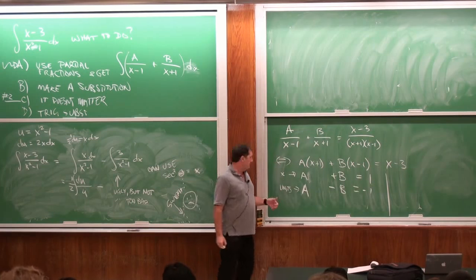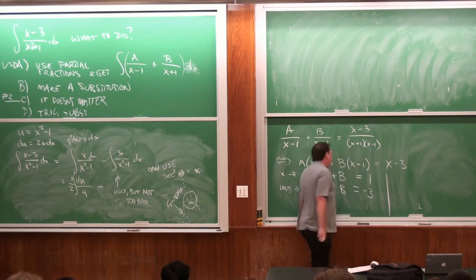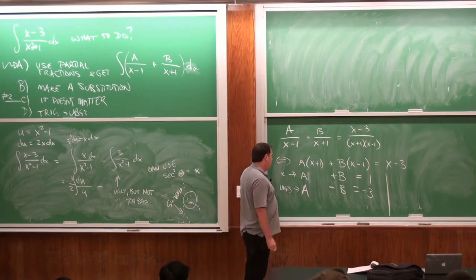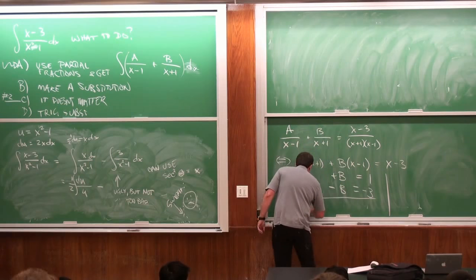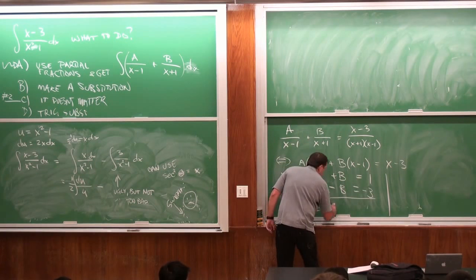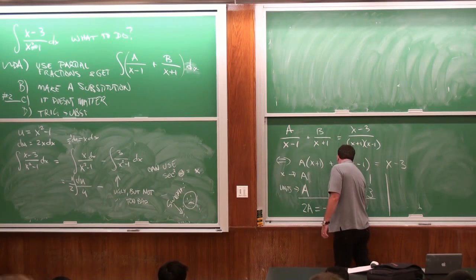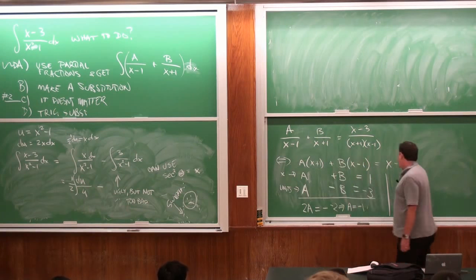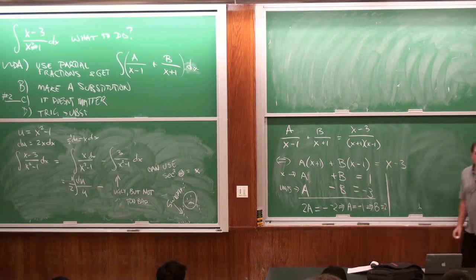And then I solve, that's a 3. It's just a funny looking 3. And then I solve those simultaneously. So if I add those things together, I get that 2a equals minus 2. And so a equals minus 1. And since a plus b is 1, that means b is 2. So that's one way I can do it.